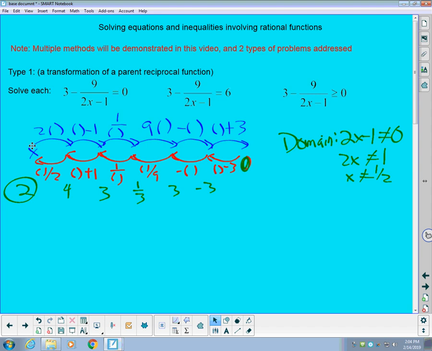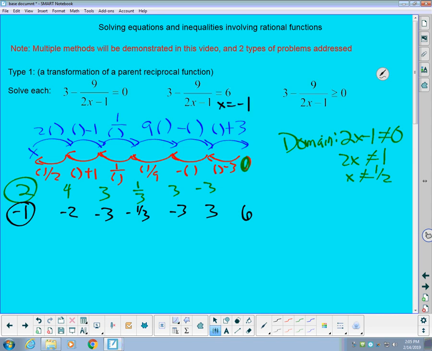On the next one, we want to make it equal 6, so we'll start here with a 6 instead of a 0. 6 minus 3 is 3. Change the sign. That is a -3. Divide by 9, that's a -1/3. Flip it over, we have a -3. -3 plus 1 is -2, and -2 divided by 2 is -1. So x equals -1 should be our solution to this one.